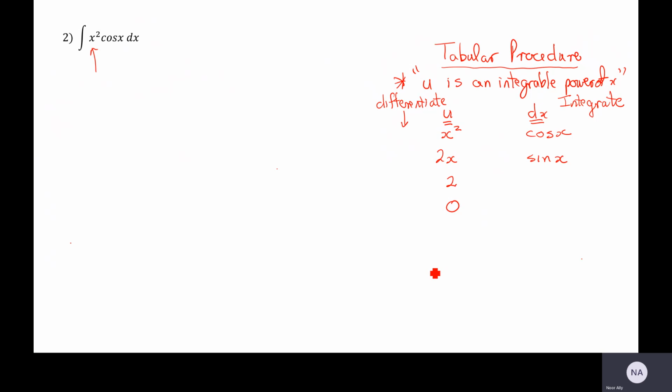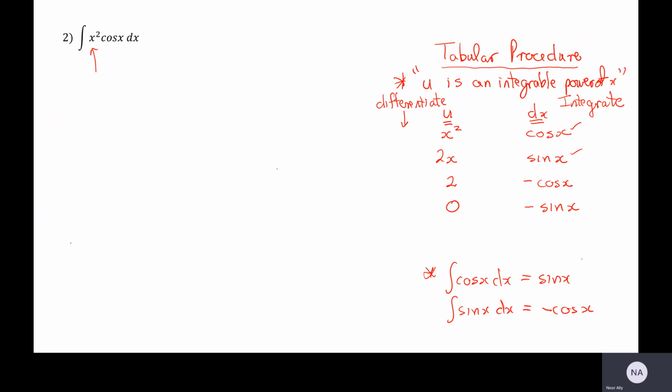Sine of x. Remember, standard integrals, the integral of cos x dx is equal to sine of x. What is the integral of sine of x? Minus cos of x. So integral of cos is sine, integral of sine is minus cos of x. The integral of minus cos x, I can put the minus down. Integral of cos x is sine of x. So that will be minus sine of x.